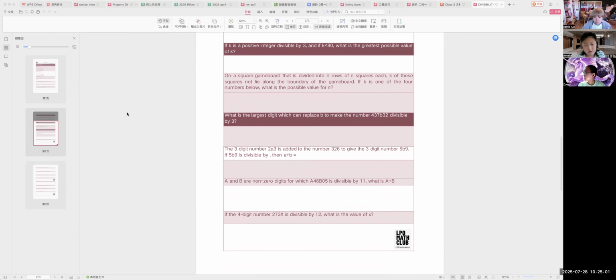Okay, so let's check. If the four-digit number 273x is divisible by 12, what is the value of x? Okay, so this question is very similar to the first one.